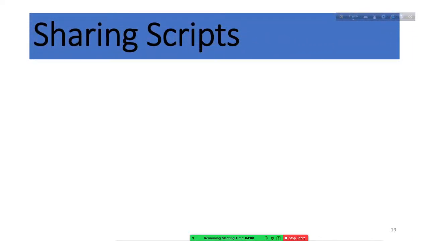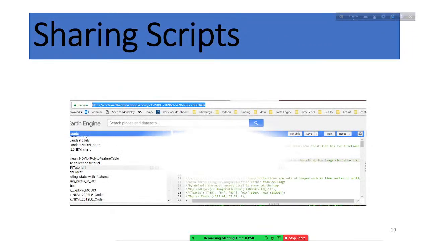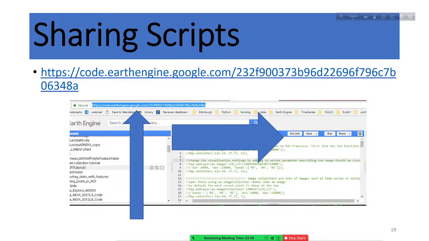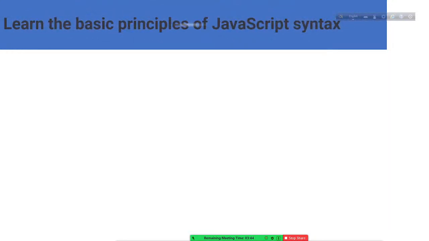Sharing, skip, we already covered this. You can just simply click on the get link button, and you can also select it from the browser. You can just copy this link and share it with another person, so that this person can also access your code. And now here I use the JavaScript API.